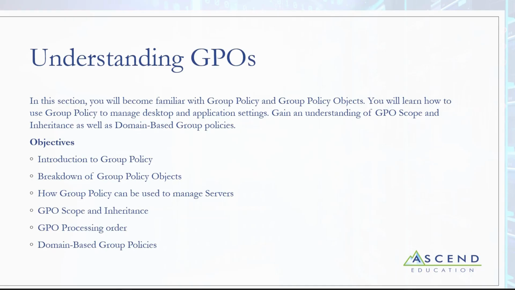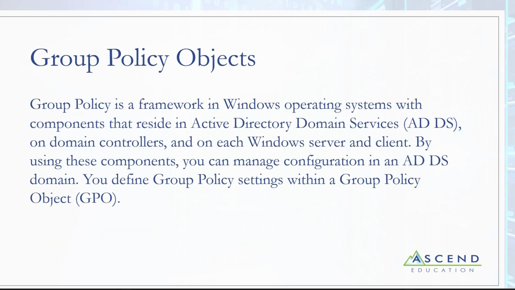I've talked previously about group policy. So we're going to go into a little bit more detail about what that is. So group policy, as you can see, is a framework in Windows operating systems, and it basically resides within Active Directory Domain Services on domain controllers. And so basically it can control your clients and your users. It can also control other servers and domain controllers as well.